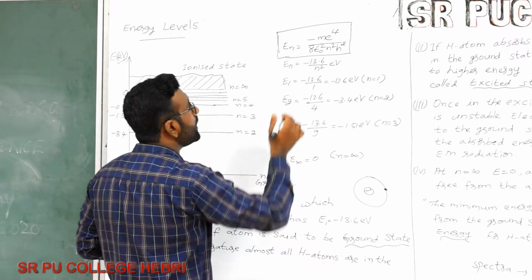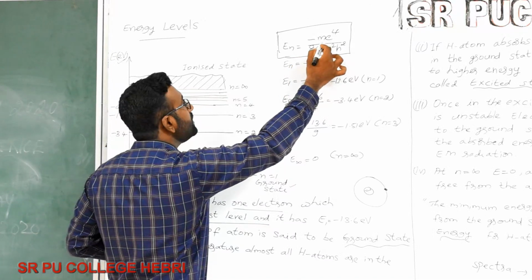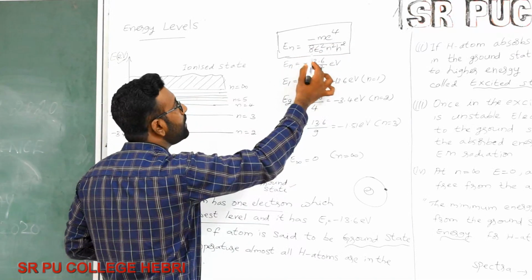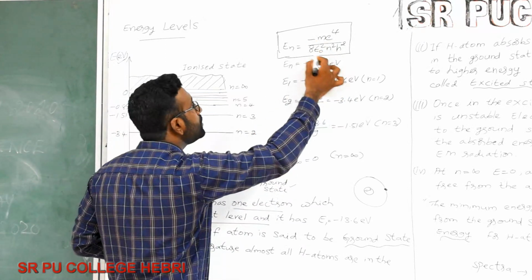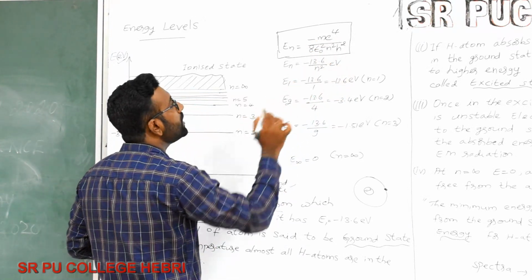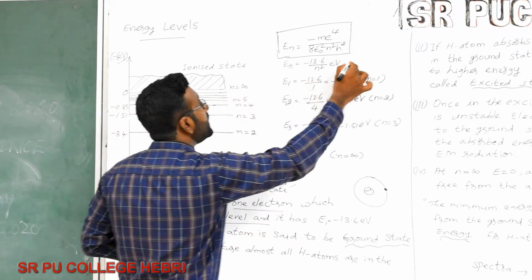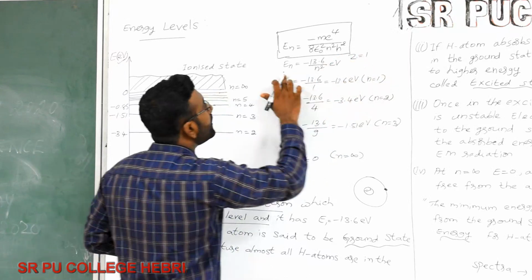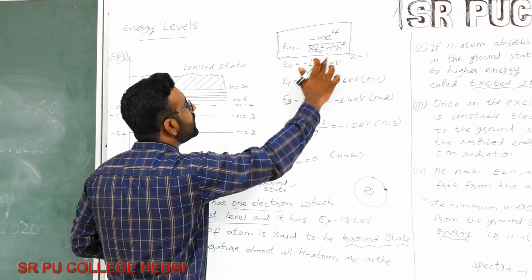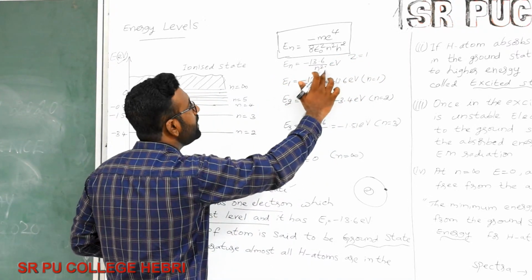So the equation we know, right? En is equal to minus m e to the power 4 divided by 8 epsilon naught n square h square. We substituted all these values for hydrogen, taking Z equal to 1, and we got En is equal to minus 13.6 divided by n square.